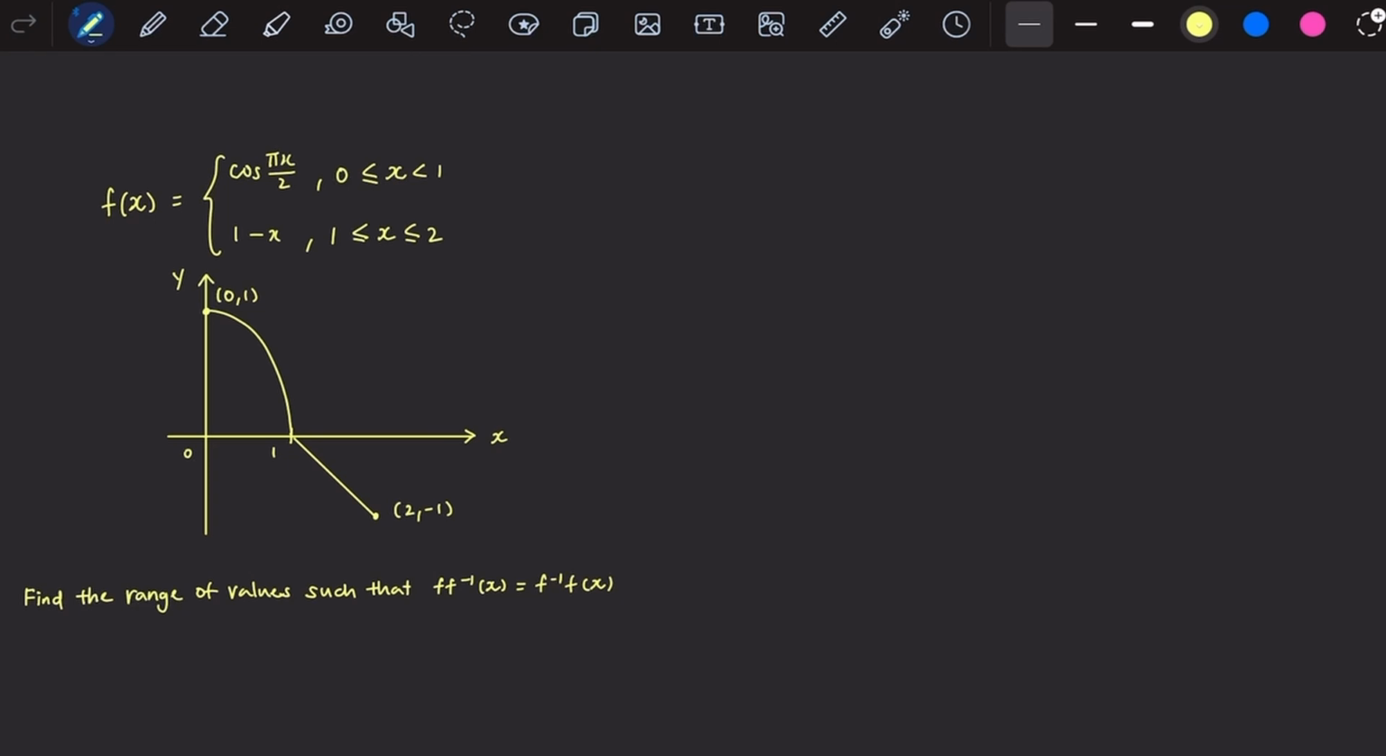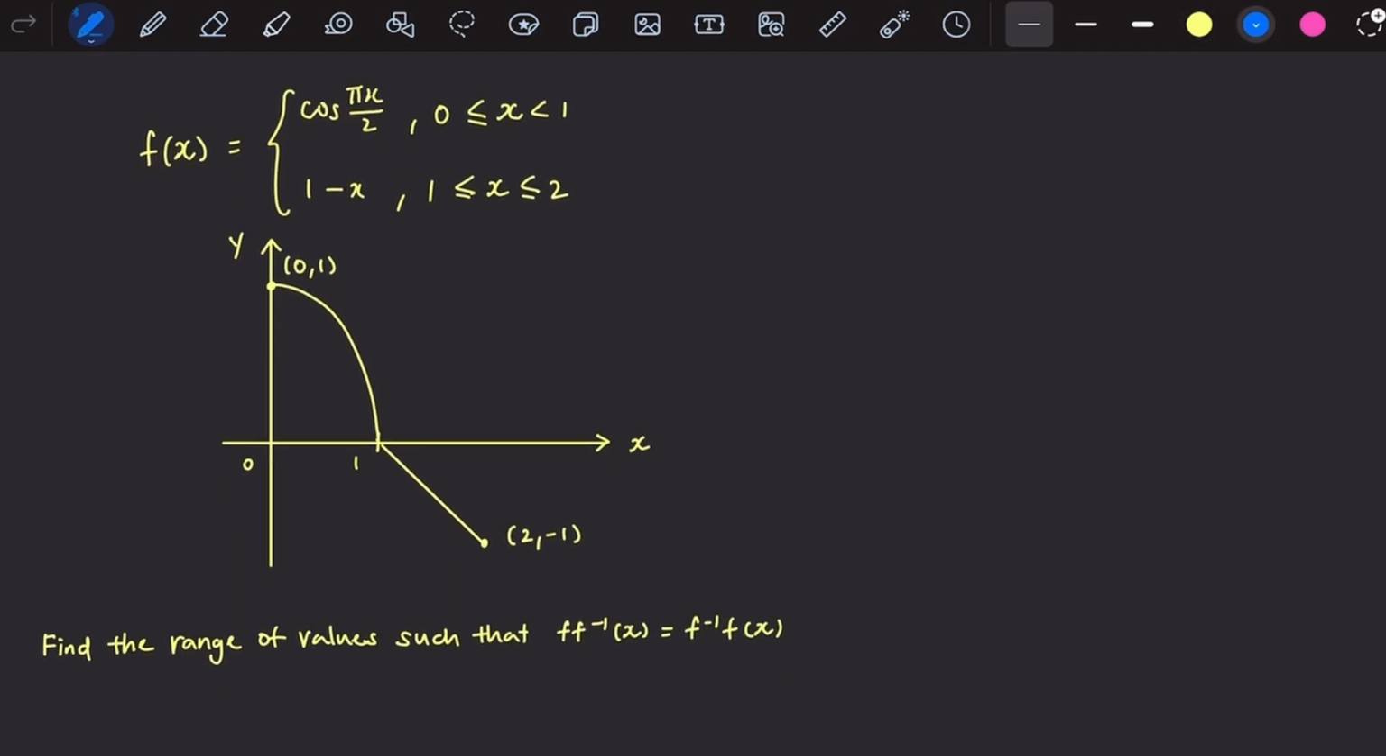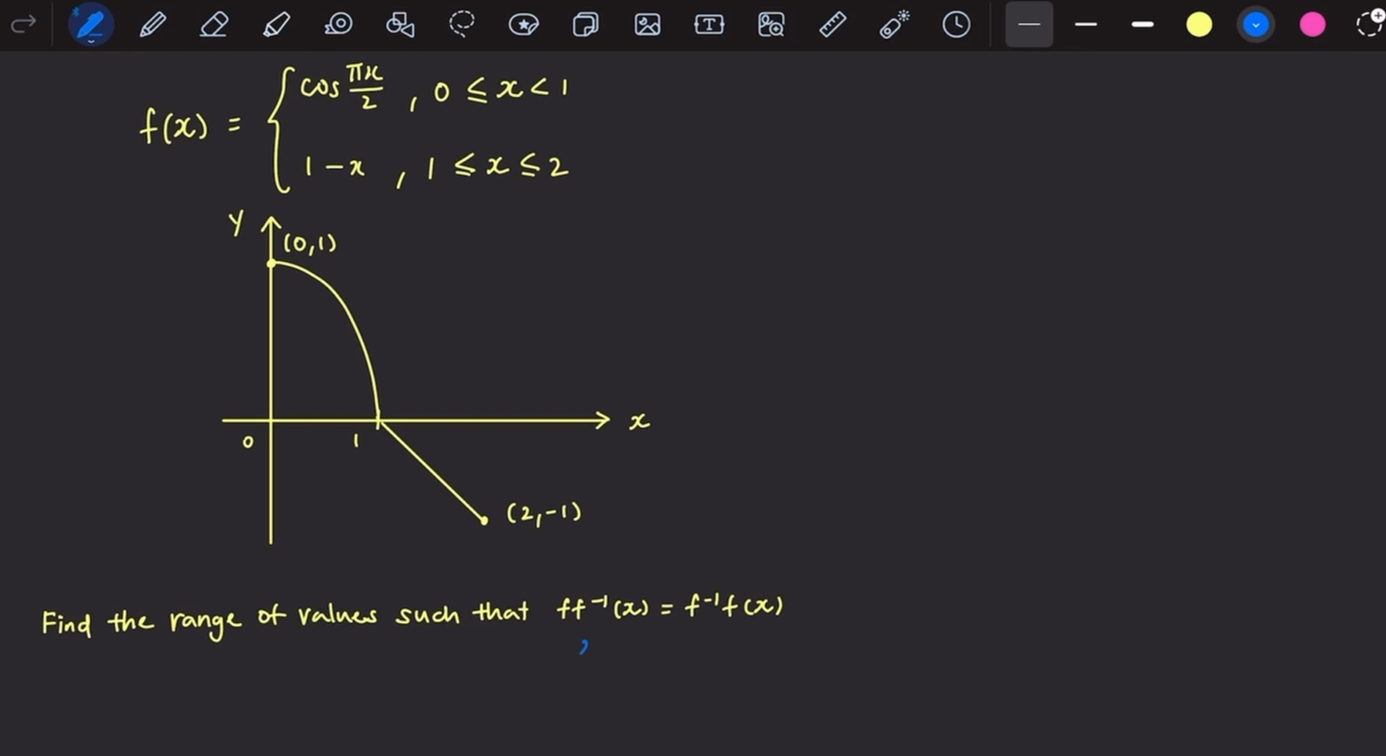Alright, let's take a quick look at this question here. So they've given us a piecewise function, okay, and they ask us to find a range of values such that f inverse of x is equal to f inverse of f(x). This question type can be quite confusing because you are taught that f of f inverse is equal to x and that f inverse of f is also equal to x.